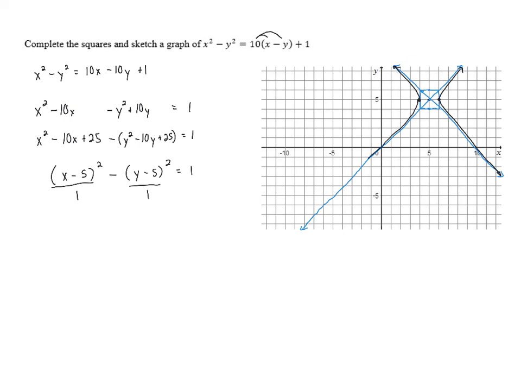And it's really difficult to draw something that's asymptotically approaching a line very, very close in that direction. And that little bit was a mistake right there. Just cleaning up my drawing. And so this is the graph that we get. And so this is the graph of x squared minus y squared equals 10 times the quantity x minus y plus 1. That is our hyperbola.